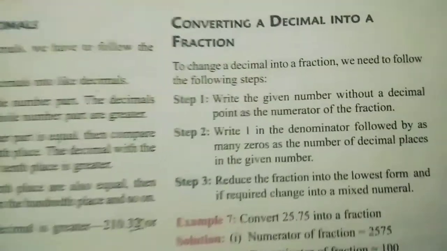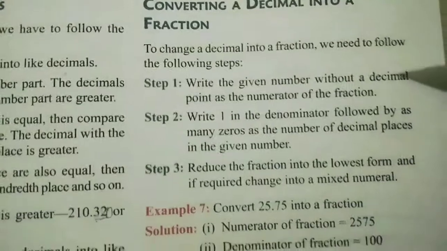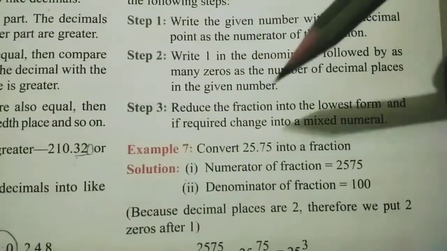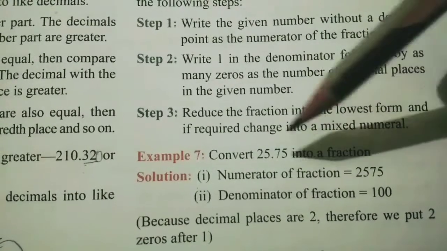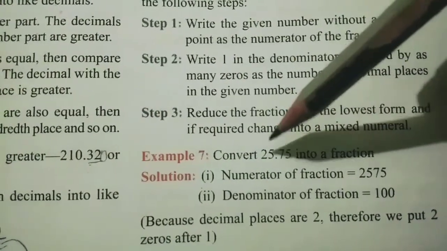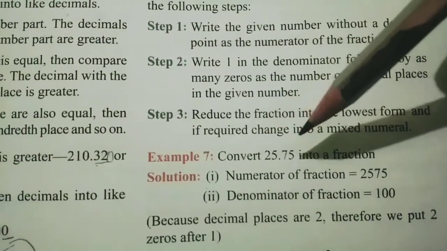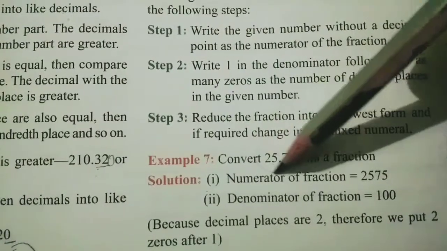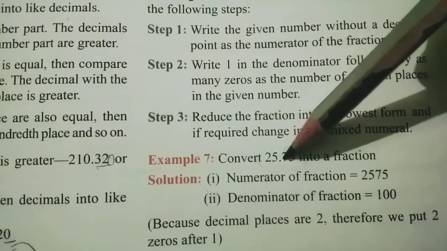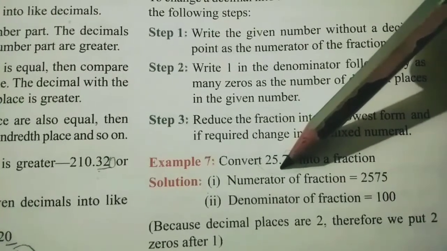Now the next topic is converting a decimal into a fraction. How can you convert a decimal number into a fraction? So see the example, what is given? Convert 25.75 into a fraction. How can you convert this decimal number into a fraction? Very easy. In a fraction there is a numerator and denominator. In the numerator part you have to write all the numbers, and in the denominator part you have to write the number of zeros you have to give.